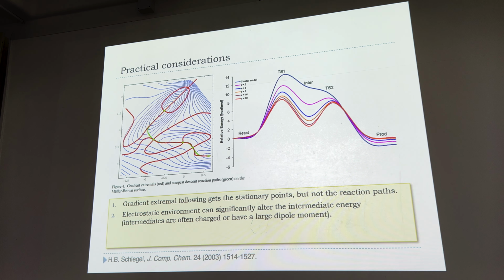You can get a factor of 2 error in the transition state energy. You can miss some intermediate minimum completely and get the second transition state energy and even the product energy completely wrong, because electrostatics is not correctly taken into account. So that's the other thing to worry about in those cases.